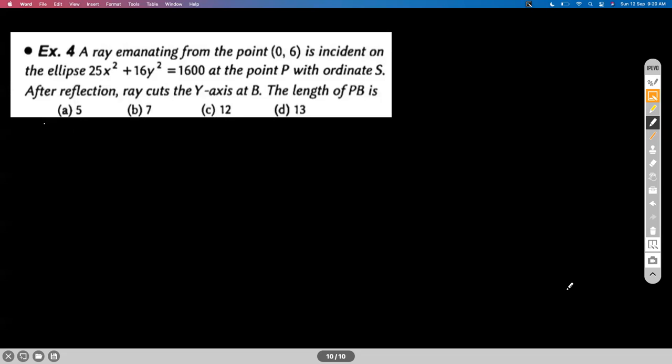Read the question. The question says a ray emanating from (0, 6) is incident on the ellipse at point P with ordinate 5. After reflection, the ray cuts the y-axis at B. Find the length PB. So P is sitting over here. After reflection the ray cuts the y-axis at B, find the length PB, and give me a response in the chat box.